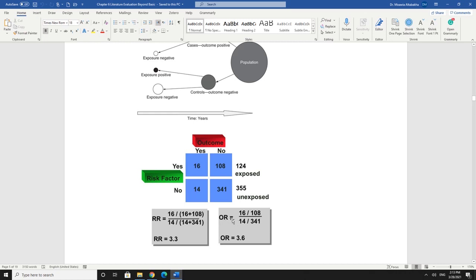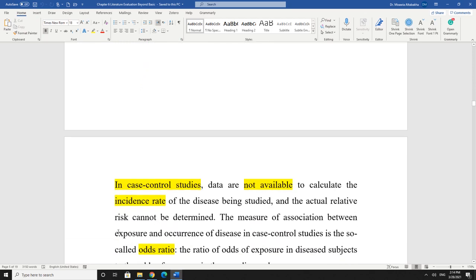So odds ratio applies to case control study, while relative risk is applied not only to controlled clinical trials but also to cohort study or longitudinal study that we talked about. Okay?